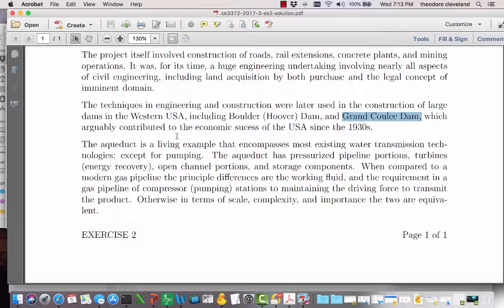The aqueduct has pressurized pipeline portions, turbines, open channel portions, and storage components. When compared to a modern gas pipeline, the principal differences are the working fluid and the requirement in a gas pipeline of compressor stations to maintain the driving force to transmit the product. Otherwise, in terms of scale, complexity, and importance, the two are essentially equivalent.